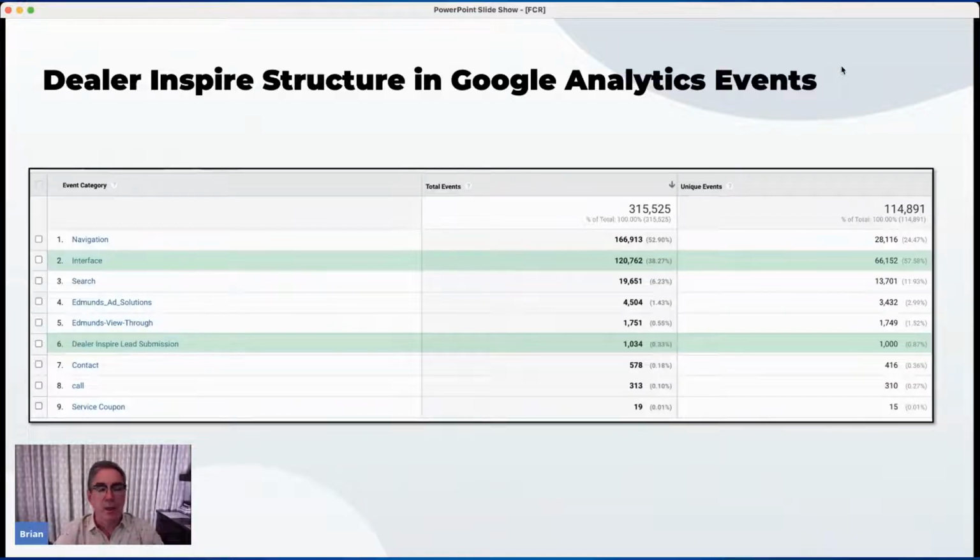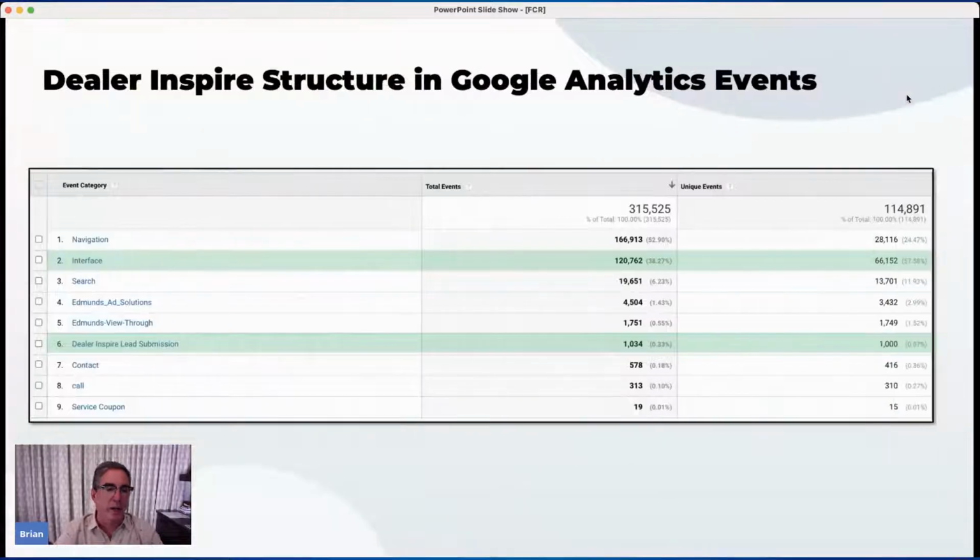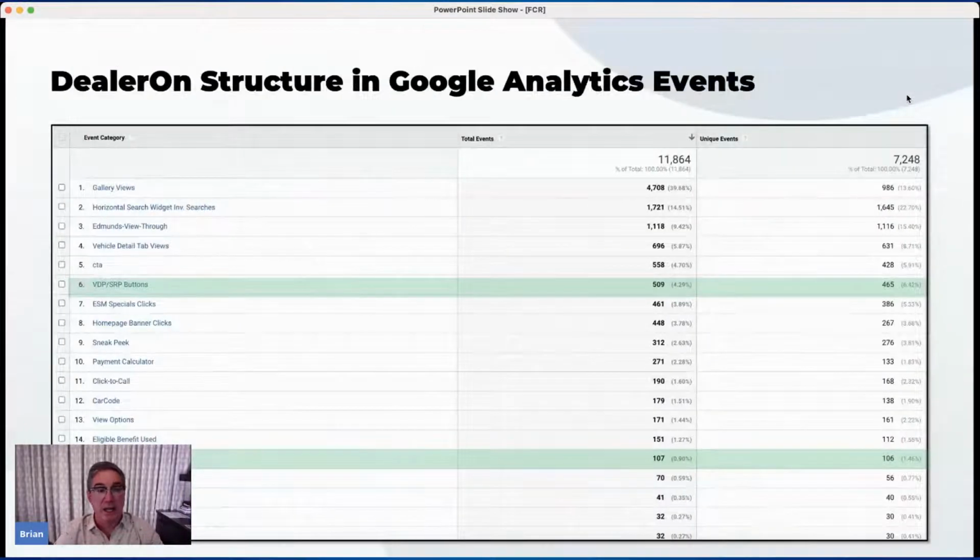But in all Dealer Inspire websites, they will use this interface event category and another category called Dealer Inspire lead submissions. These two areas are where you're going to look to calculate form completion rates. Under the interface, you're going to find out how many times the buttons were clicked. And then under the lead submissions, you will find out how many forms were actually completed. And that's why we call it form completion rate. Okay, simple.